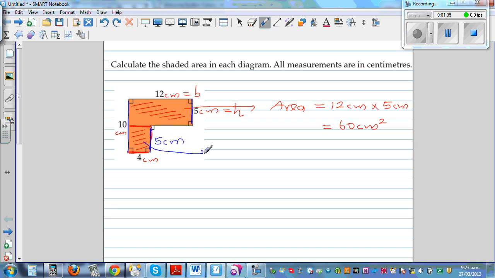So the area of this lower rectangle would be 5 centimeters times 4 centimeters, or 4 centimeters times 5 centimeters, which is 20 centimeters squared. So you can say the total area is this plus this, which is 80 centimeters squared.